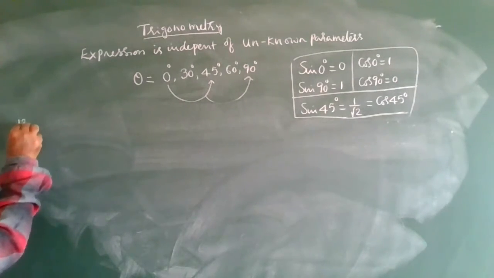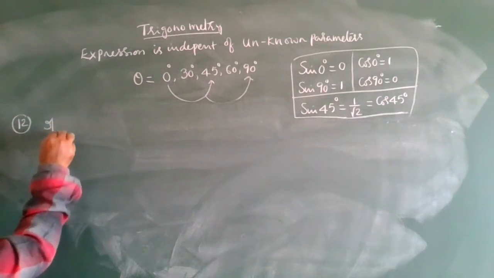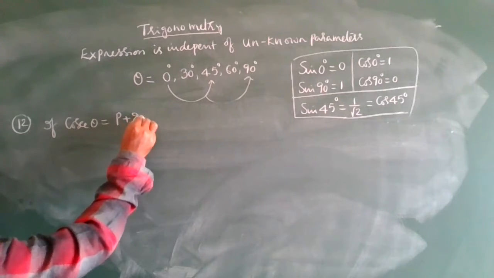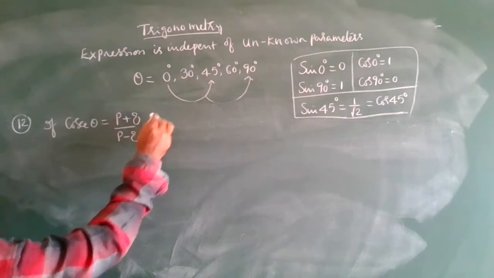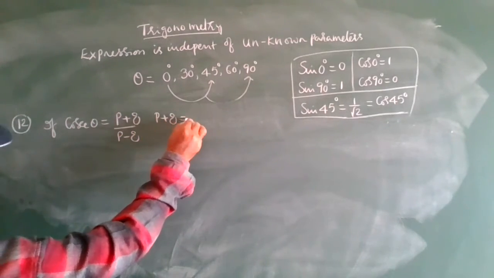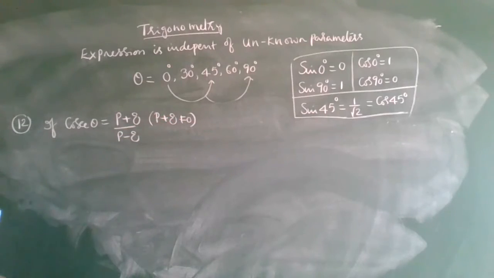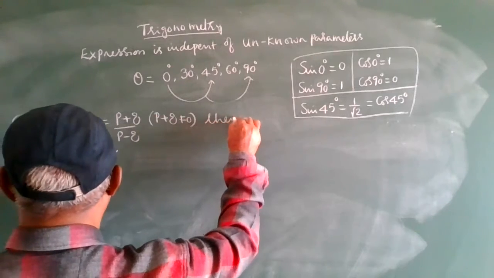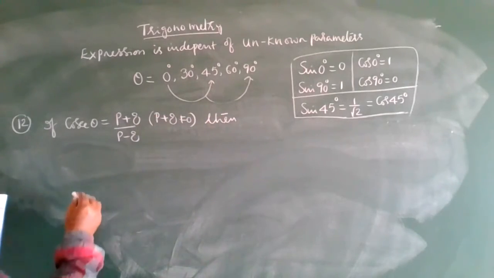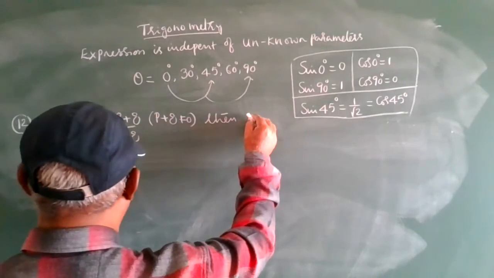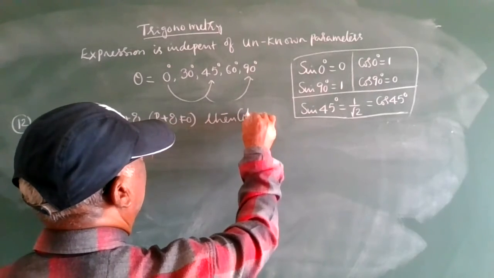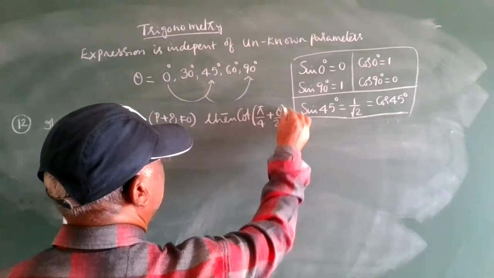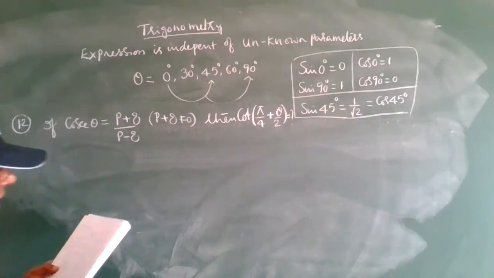Twelfth problem. If cosecant theta is equal to P plus Q by P minus Q, with P plus Q not equal to 0, okay? Don't take P plus Q as 0. Then what is the required answer? The value of cot of (pi by 4 plus theta by 2) is required.